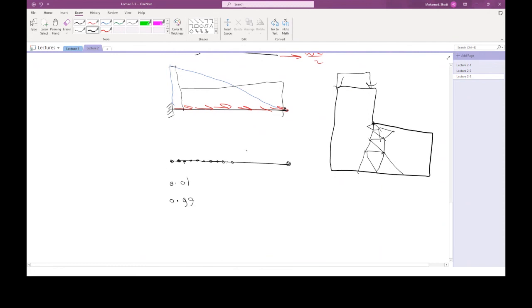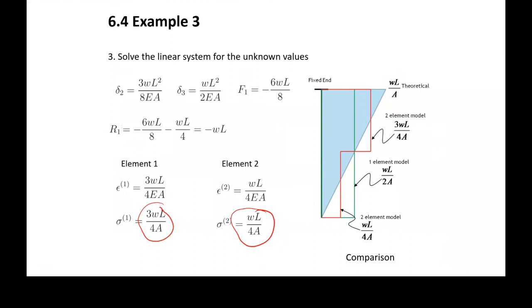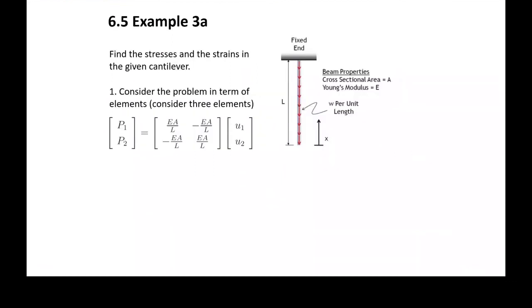Now, I want you to go back and try to do this with 3 elements, and you will start to see how complex this will become once you get more and more elements in there. So this is one exercise I want you to do in your own time.